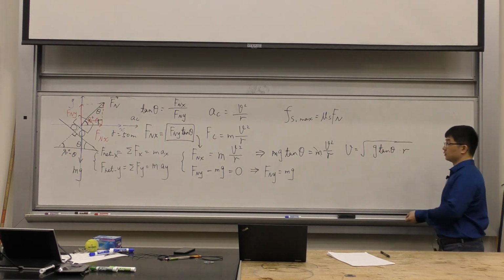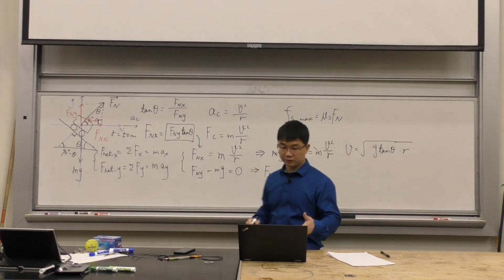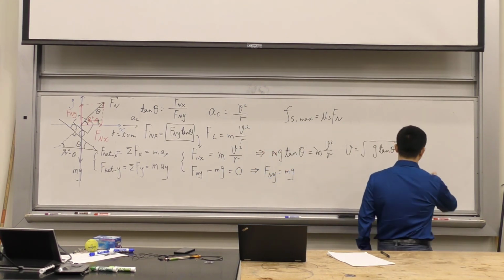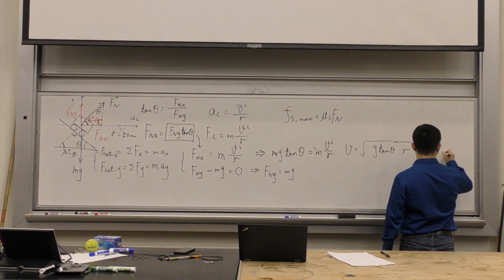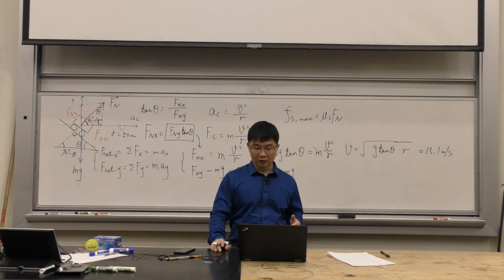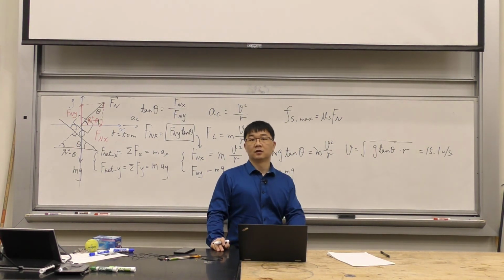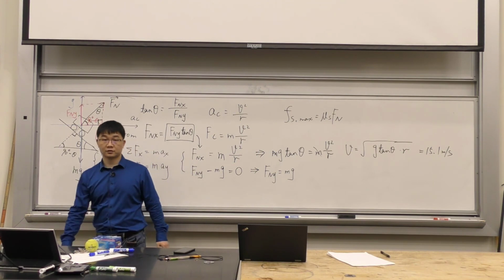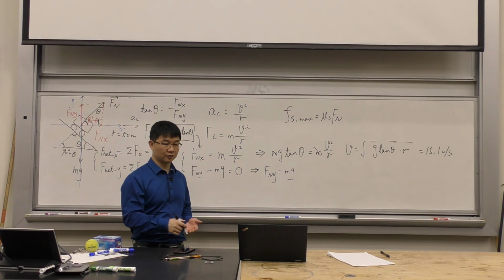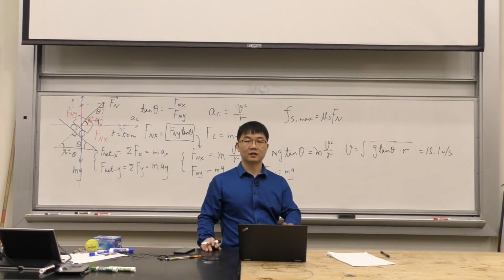Now I can put numbers in. The only numbers I need are the theta angle and the radius, and these are the two numbers the problem gives me. So if you put all these numbers in, what do you get? 15.1 meters per second. So this is a very special speed. If the car is making this turn at this speed, it doesn't really need any friction from the road. The x component of the normal force can be the centripetal force. So the car can make this turn successfully. And of course, this is the only speed at which the car can make this turn without any friction force.